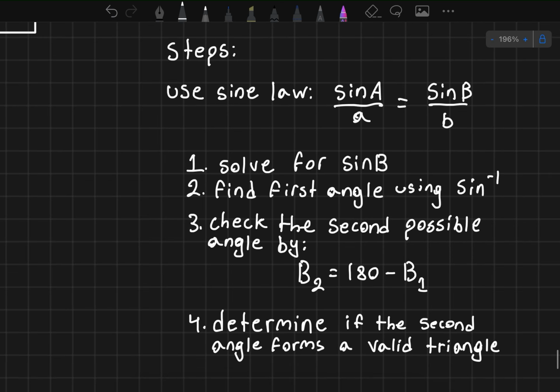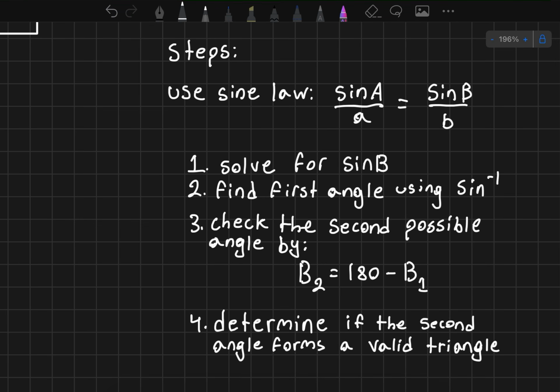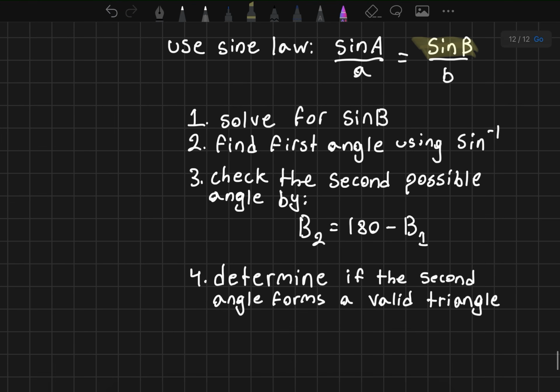First, we actually have to use sine law, which is sine A over A is equal to sine B divided by B. So this is the angle over the length, basically. What you have to do is solve for sine B first, and then find B using sine inverse. Then once you get that angle, you have to check the second possible angle by doing 180 minus the angle that you get. And lastly, you have to determine if the second angle forms a valid triangle.